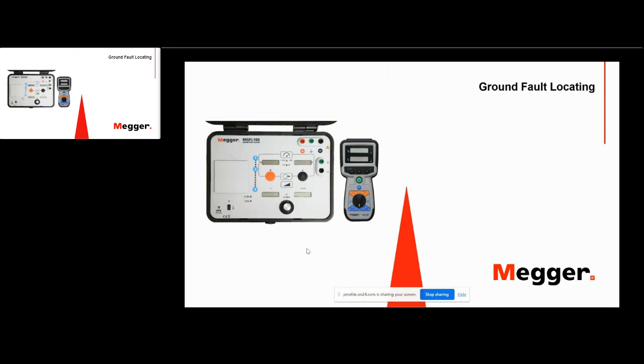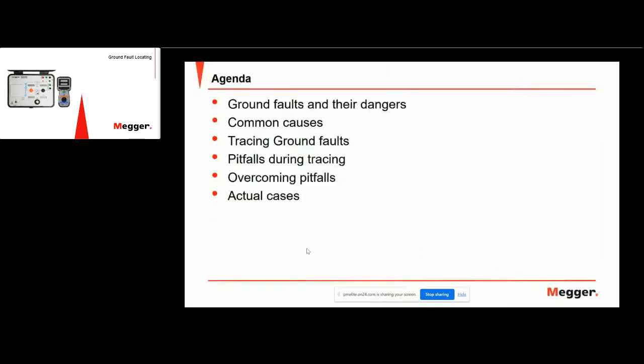Thank you very much, and good morning, everyone. Today we're going to be discussing ground fault locating, and this is the agenda we're going to be following. We're going to first examine ground faults and their dangers. We'll cover the common causes of them, how to trace the ground faults, the pitfalls we can encounter during tracing, how to overcome the pitfalls, and then we're going to cover some actual cases that we had.